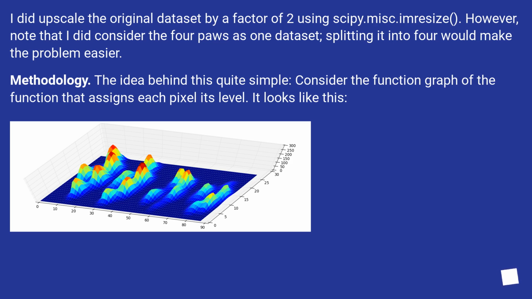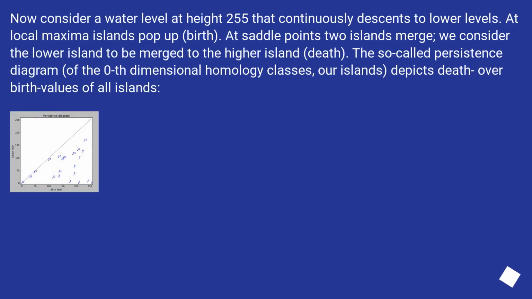Methodology. The idea behind this is quite simple. Consider the function graph of the function that assigns each pixel its level. It looks like this. Now consider a water level at height 255 that continuously descends to lower levels. At local maxima, islands pop up: birth. At saddle points, 2 islands merge. We consider the lower island to be merged to the higher island: death.